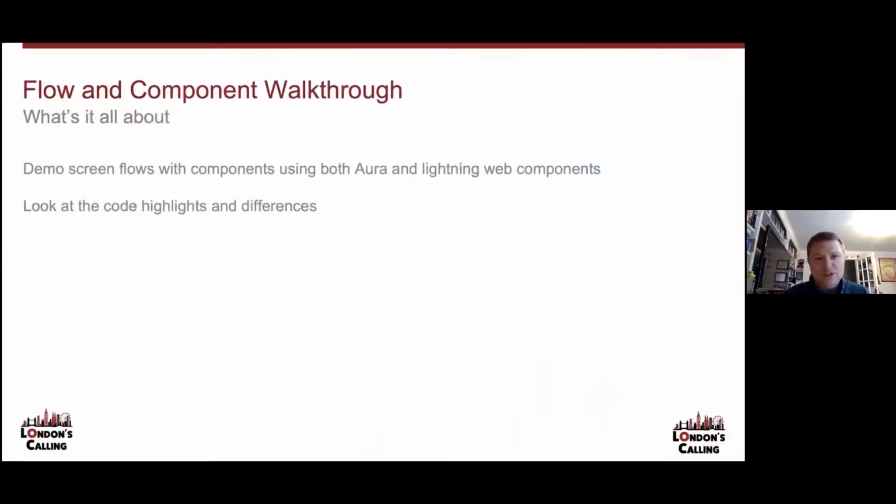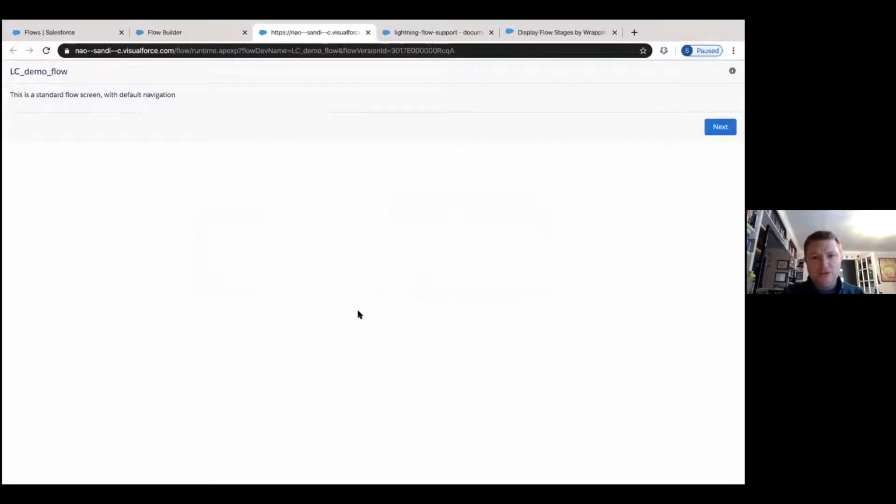So what we're going to be doing in this talk is we're going to have a walkthrough of our flow and components. We have a set of flow screens that we're going to have a look at, see how these are configured with their components in the builder, and look at some code highlights and some differences between the Aura and the Lightning Web component versions. So let's quickly move to our flow screen.